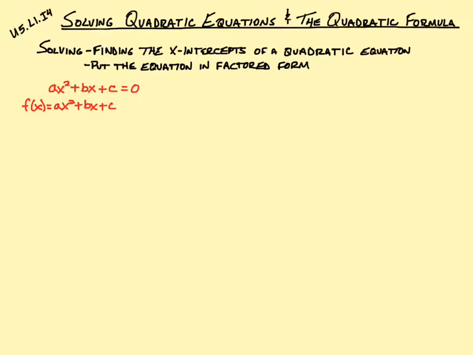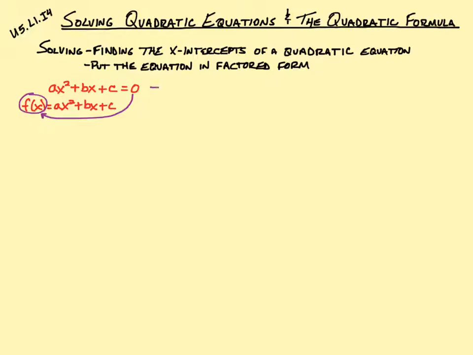The only difference is that instead of writing in f of x form, we're now saying this f of x is equal to 0. So the y value equals 0. So what is the x value when y equals 0? And that's why we're getting the x-intercepts when we do this.